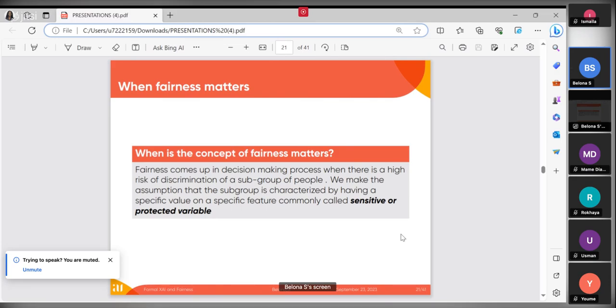However, we know that the concept of fairness becomes interesting when we don't want to discriminate against a particular group or particular people. Fairness is there to make sure that the system doesn't discriminate against anyone. And most of the time, fairness also matters when in our data set or among our individuals, there are some variables or features called protected variables that we don't want to use to make our final decision.